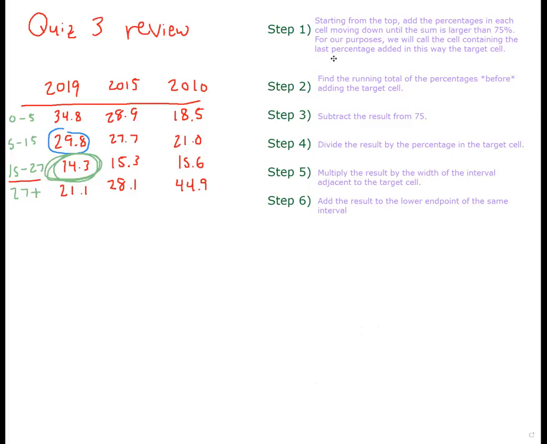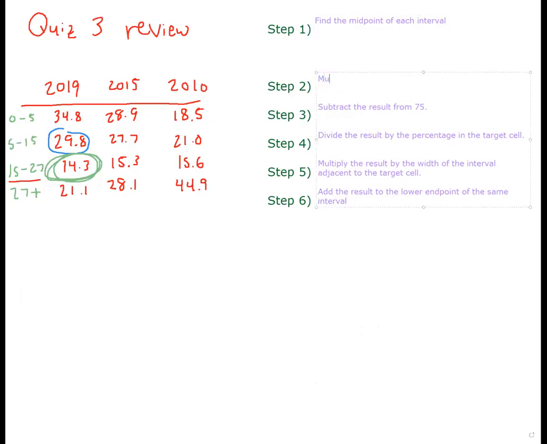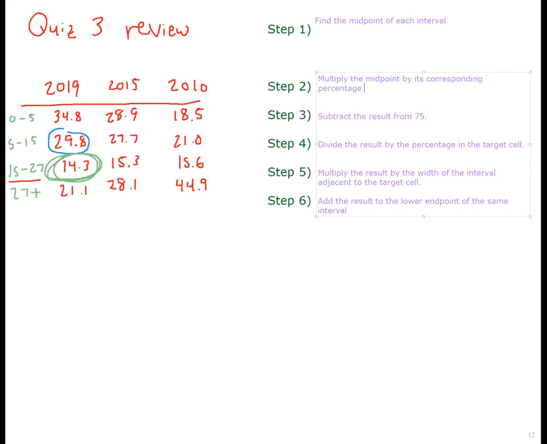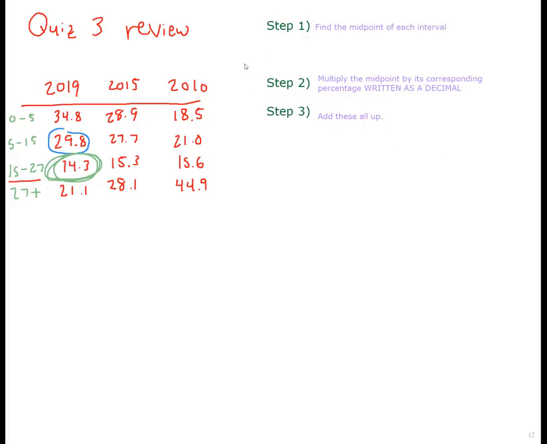Let's do these steps. Step 1, find the midpoint of each interval. Step 2, multiply the midpoint by its corresponding percentage, written as a decimal. It's an important part we'll talk about in a second. And then step 3, add these all up. So it's only a 3-step process. I don't know why these are written so weirdly, but okay.